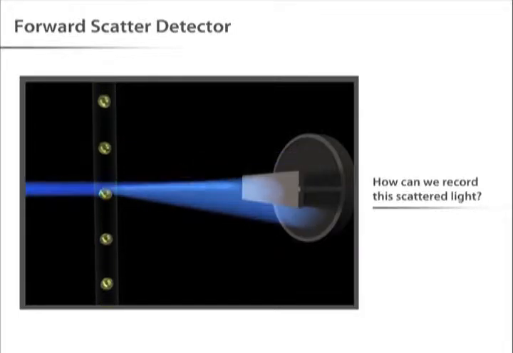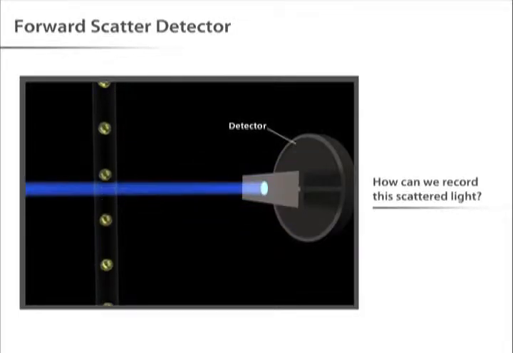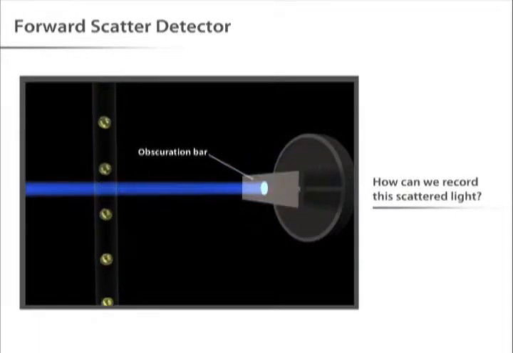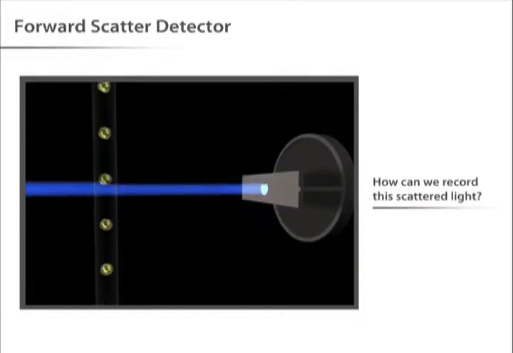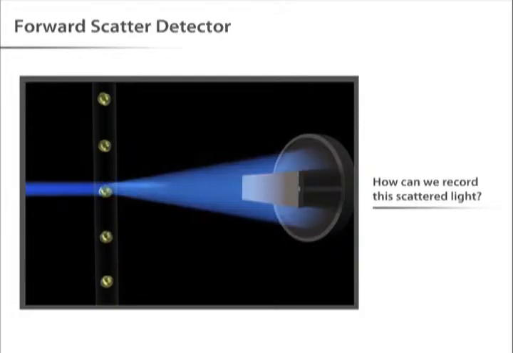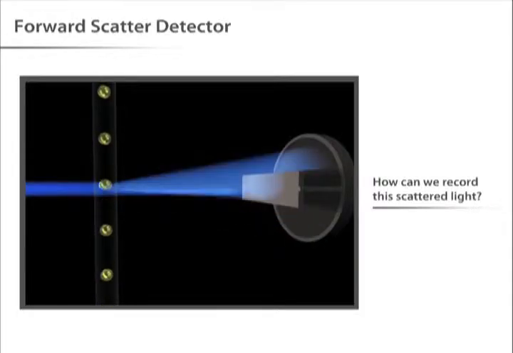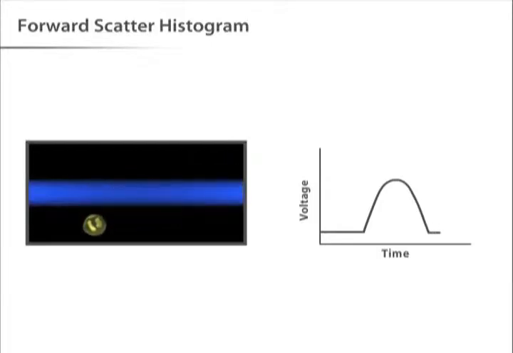Light is quantified by a detector that converts intensity into voltage. In most cytometers, a blocking bar, called an obscuration bar, is placed in front of the forward scatter detector. The obscuration bar prevents any of the intense laser light from reaching the detector. As a cell crosses the laser, light is scattered around the obscuration bar and is collected by the detector. The scattered light received by the detector is translated into a voltage pulse.